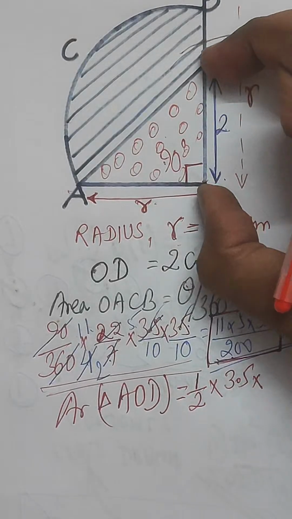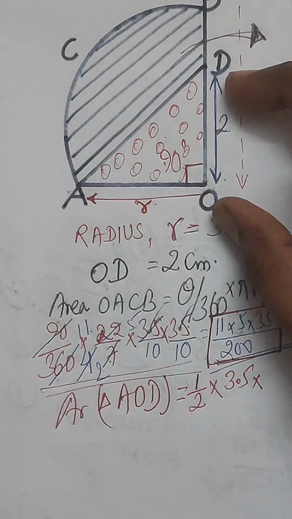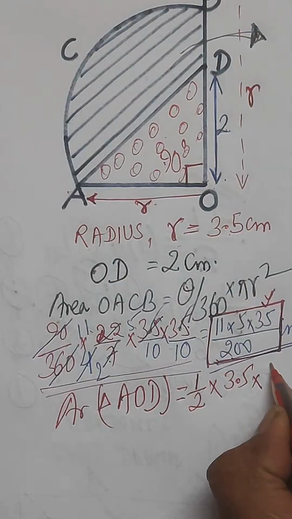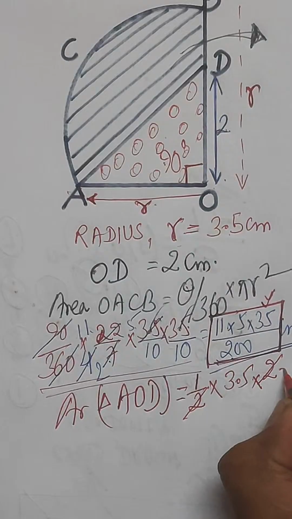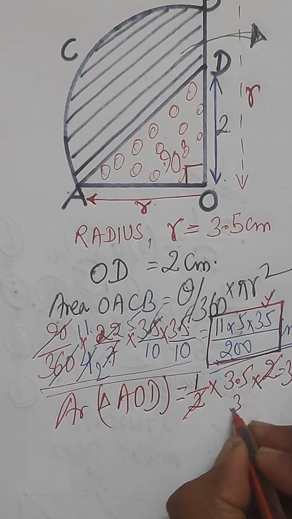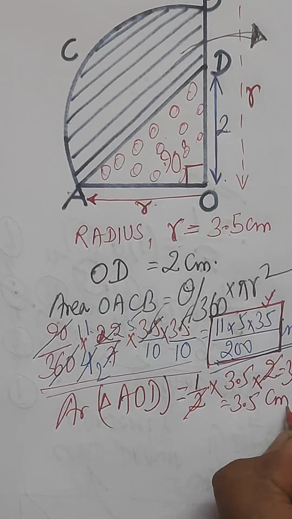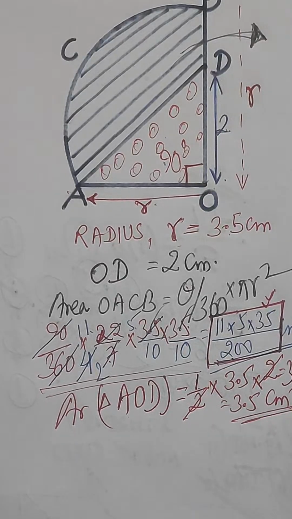And this is the height of this triangle. That is, it's given that OD is equal to 2. So put in the value 2. So 2 and 2 will cancel out, and 3.5 centimeter square is the area of the triangle AOD.